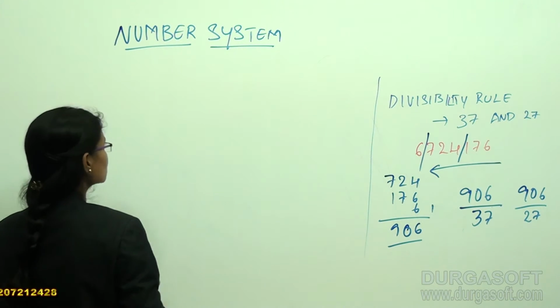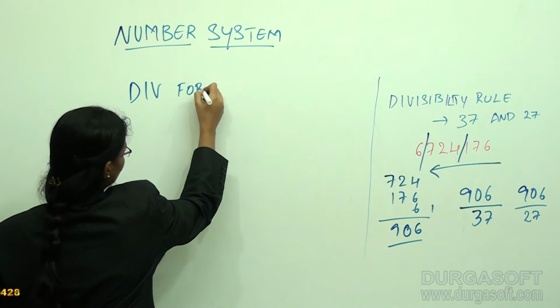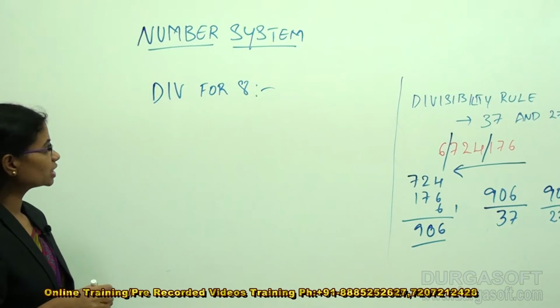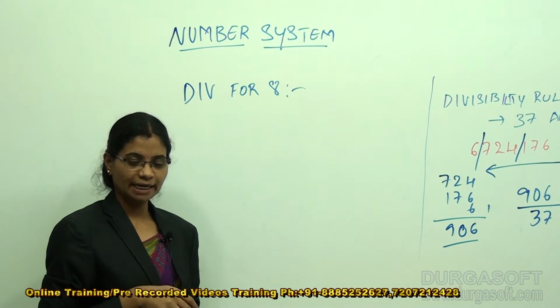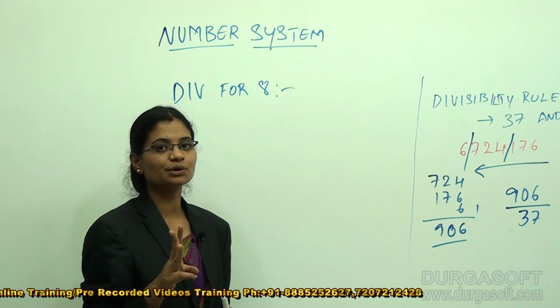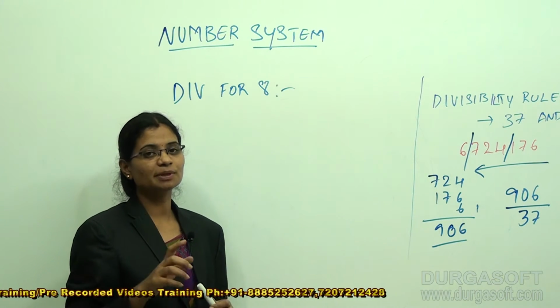And we did not discuss the divisibility rule for 8. If you want to check whether the number is divisible by 8, just check whether the last 3 digits are 0 or the last 3 digits are divisible by 8.